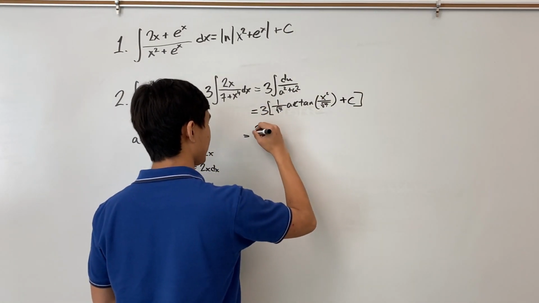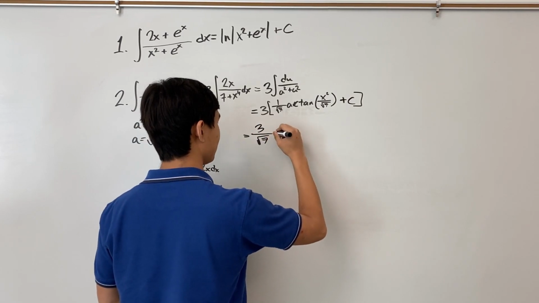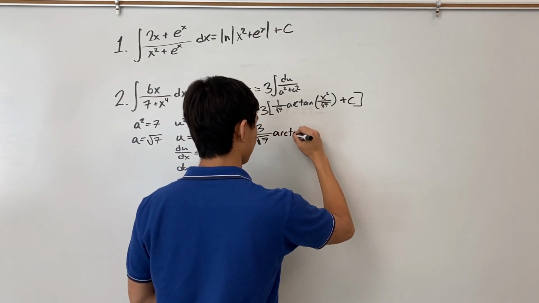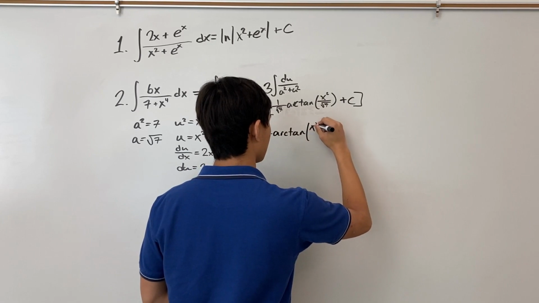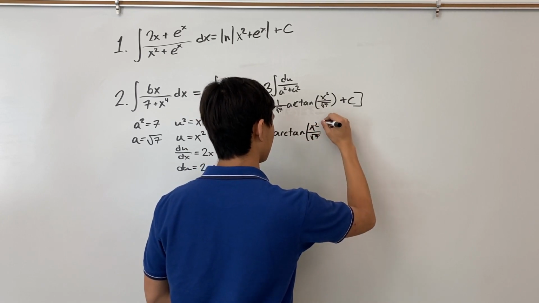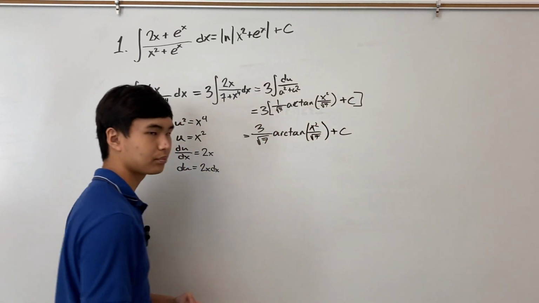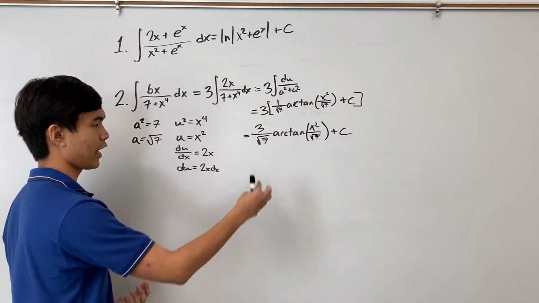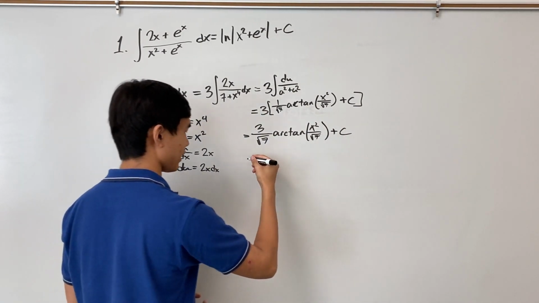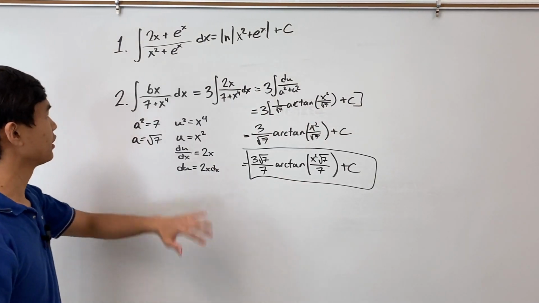which simplifies to 3 over root 7 arctan of x squared over root 7 plus c. And then if you really wanted to, you could rationalize the denominators here, and this is the answer to this problem.